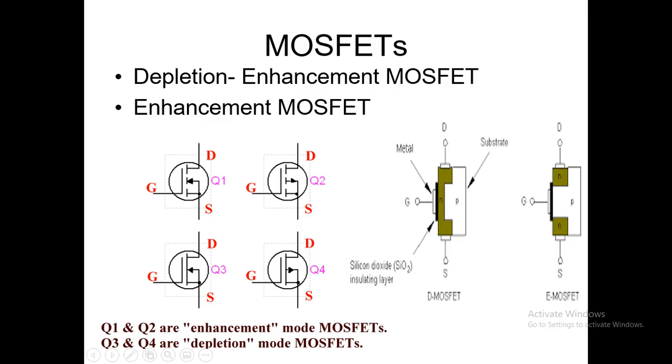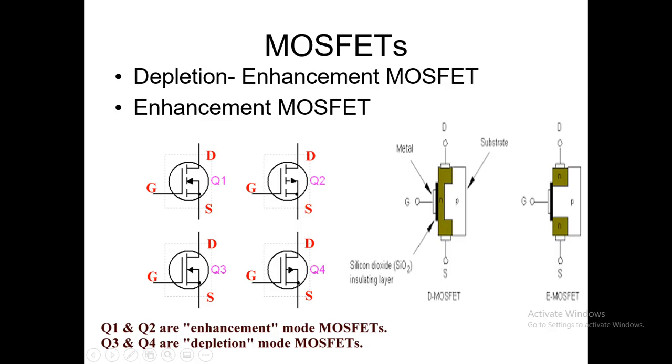The basic difference between the depletion MOSFET and the enhancement MOSFET is that there is no physical channel present in the enhancement MOSFET. If no channel is physically present between the drain and source layer, that is called an enhancement MOSFET. If a channel is present between the drain and source layer, that is called a depletion MOSFET. The depletion MOSFET can be operated in both modes, enhancement and depletion, but the enhancement MOSFET can only be operated in the enhancement mode.